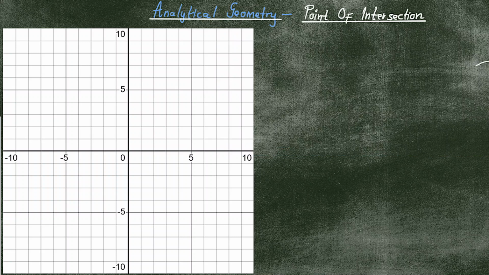So the basic principle behind the point of intersection is that if ever you want to calculate the coordinate for the point of intersection, you will need the equation for the lines intersecting at that point. Right? I'm going to do this.